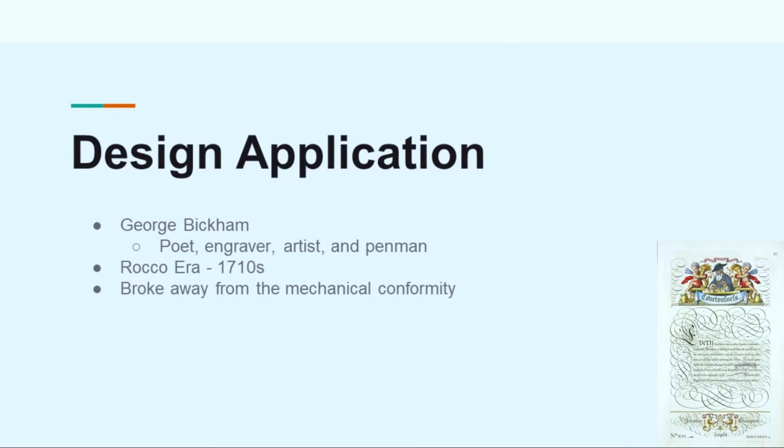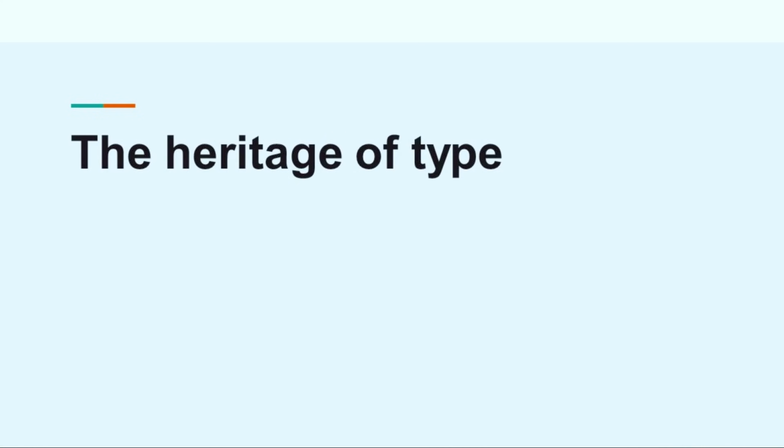And this was in the Rococo era. So in the Rococo era of painting, this was the 1710s. He was a poet, engraver, artist, and penman. He broke away from, like I said, that mechanical conformity. And so I love his work because it really enlightens the design style in a time of standardized work. All right, so the heritage of type.